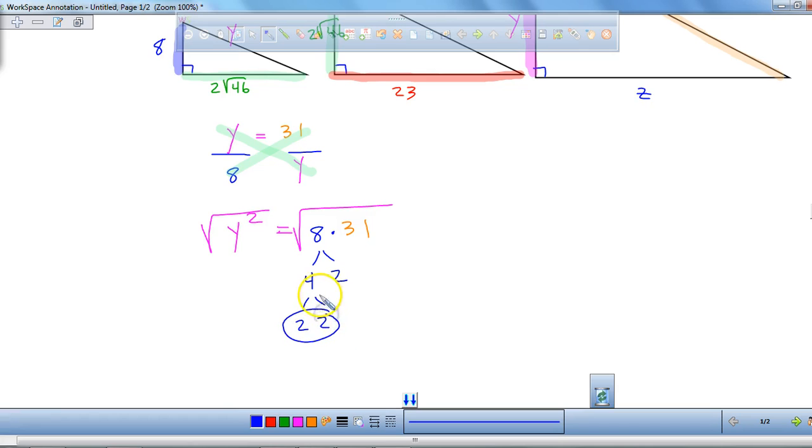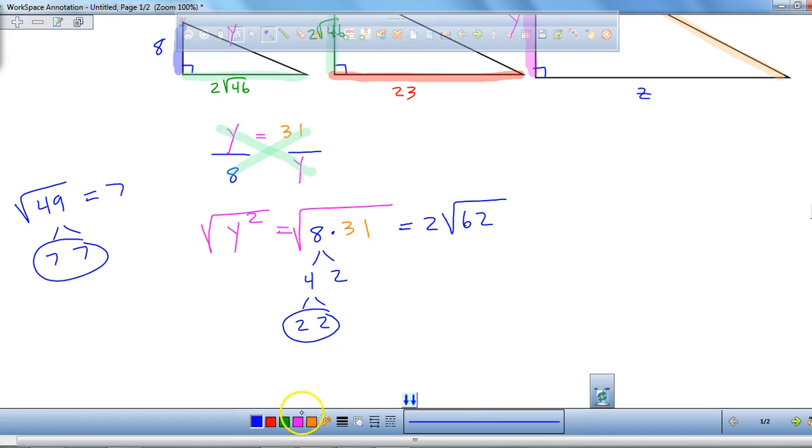And a radical, a square root, for example, like the square root of 49, that's equal to a 7 because 7 times 7 is 49. So square roots look for groups of 2 or pairs. So what comes out? A 2 comes out. What stays inside? 2 times 31, which is 62. Now, I want you to know that your y value, simplified, is equal to 2 radical 62.